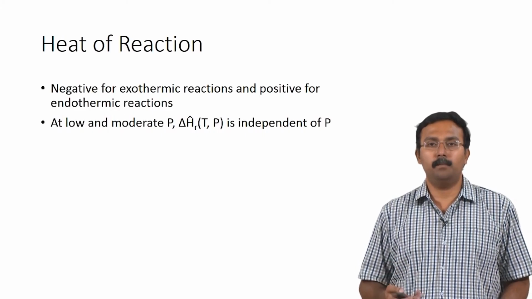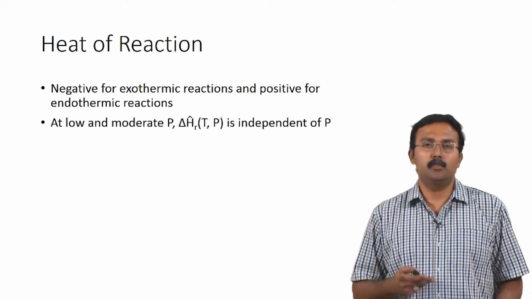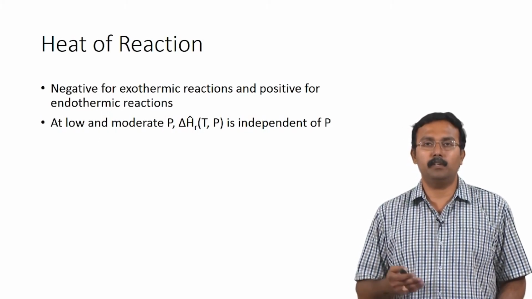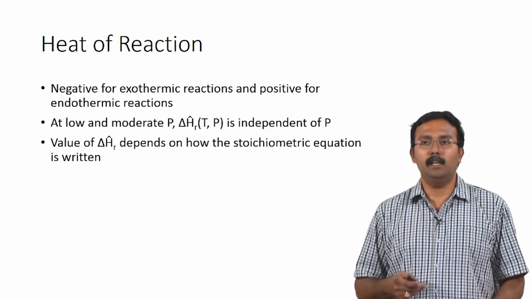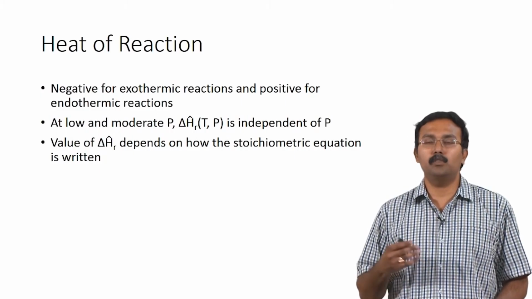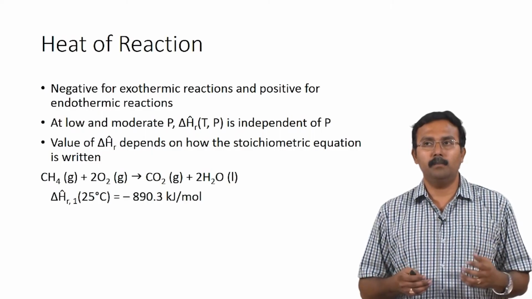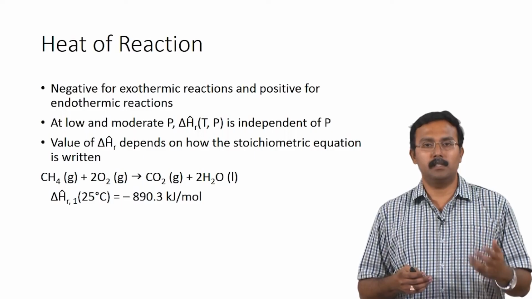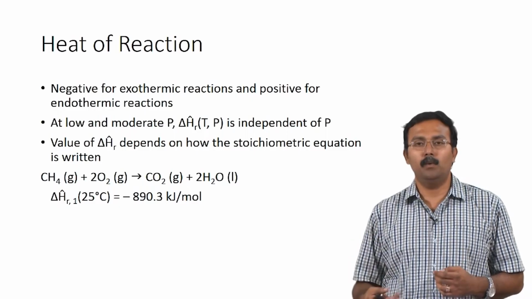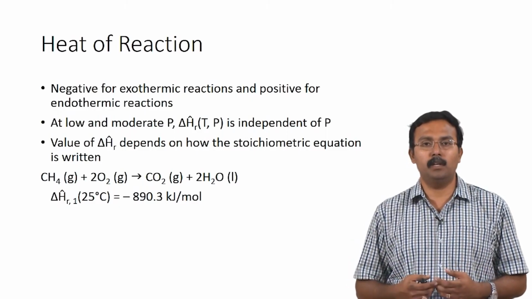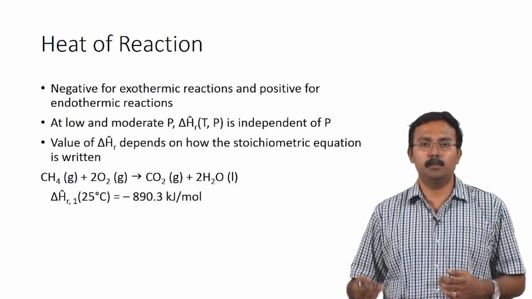At low and moderate pressures, you have enthalpy of reaction independent of pressure. So, in many cases you do not have to worry about the effect of pressure unless the reaction happens at very high pressures. The value of delta H R cap depends on how the stoichiometric equation is written also. So, if you have a stoichiometric equation which is given here, you have 1 mole of methane reacting with 2 moles of oxygen forming 1 mole of carbon dioxide and 2 moles of water liquid. So, the heat of reaction is given as minus 890.3 kilojoules per mole.